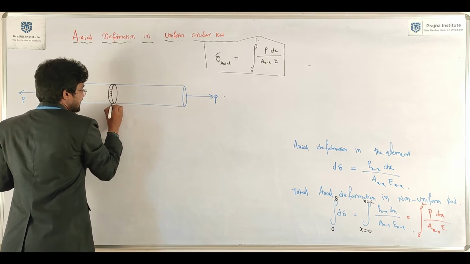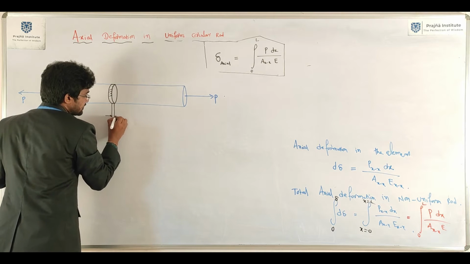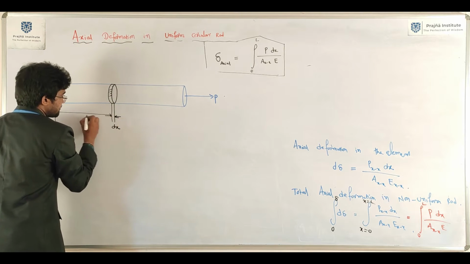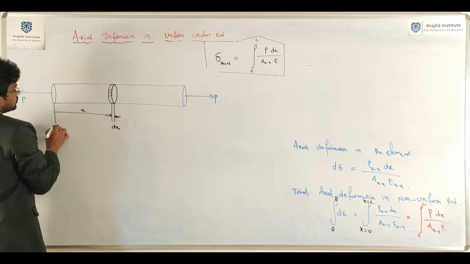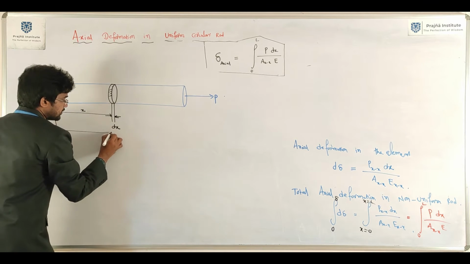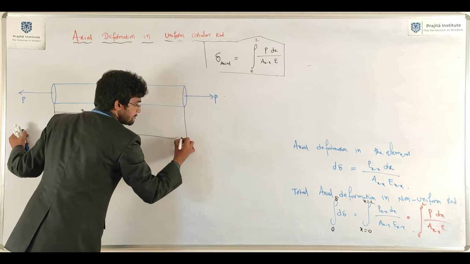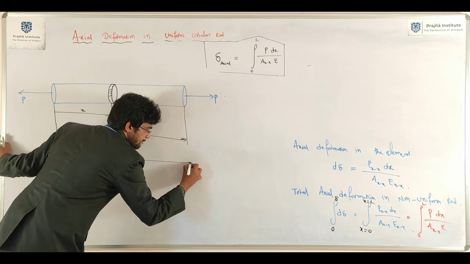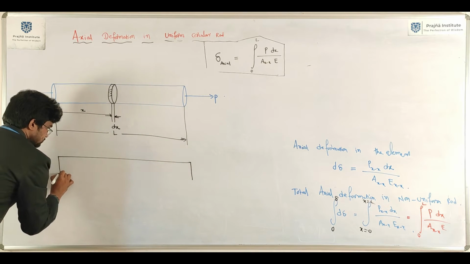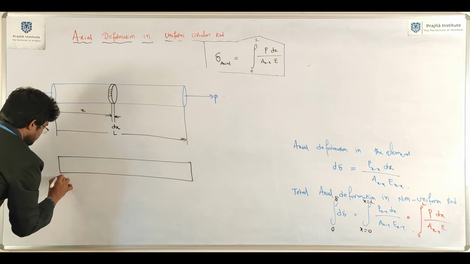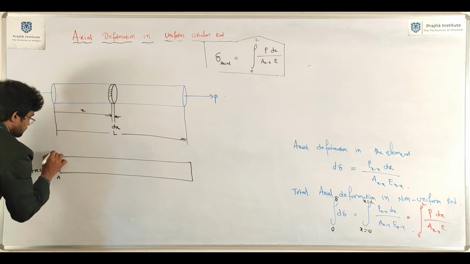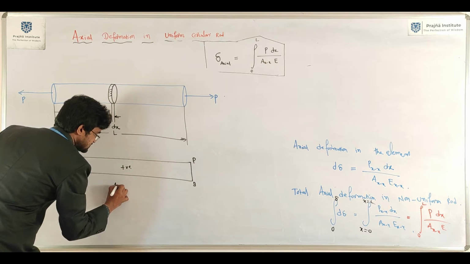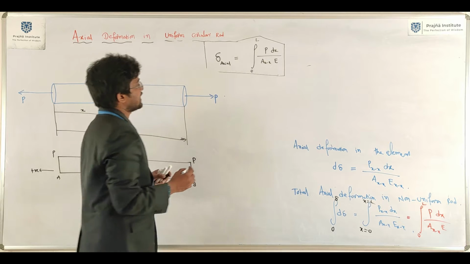Take a length of the element dx. From here to here it is how much? X. Okay, so total length from here to here it is L. So what is the axial loading diagram? Of course, a rectangle. It is A. You can take it as positive, of course P. It is positive. Axial loading diagram. Now take an element.